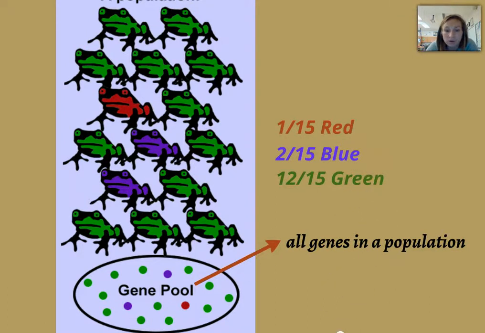Now, what I've given you here is the allele frequency, which is the number of times an allele is seen in a given pool of a population. So 1 out of 15 are red, 2 out of 15 are blue, and 12 out of 15 are green. If this changes over time, then you have a population that is evolving. If it doesn't, then you do not. And at that current time, that population is relatively stable, or something called genetic equilibrium is occurring, which we'll talk about in a minute.